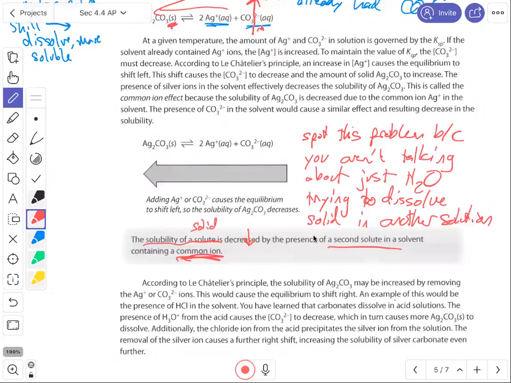No. The one thing you could possibly do is remove some ion through another process that would draw the reaction to shift right to make it dissolve more. That's not typically how they ever frame common ion problems, and it's not how we often look at it. So we will just exclusively be focusing on shifting backwards to decrease the amount.